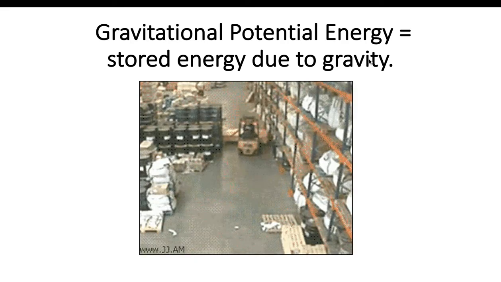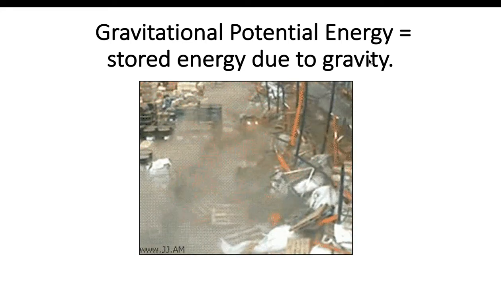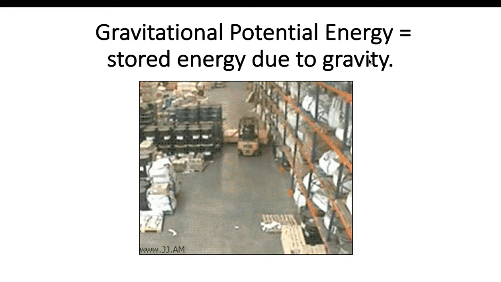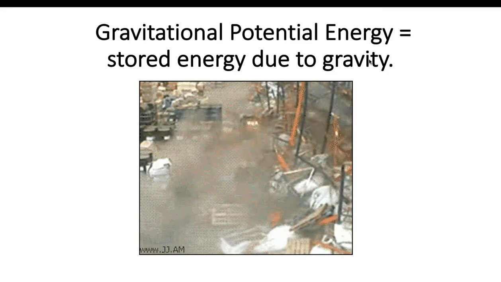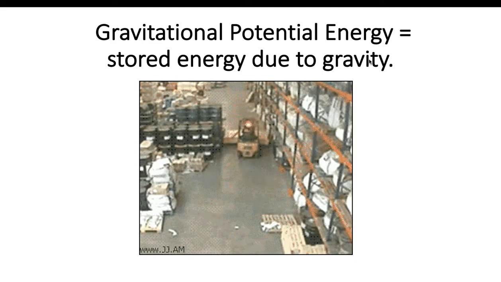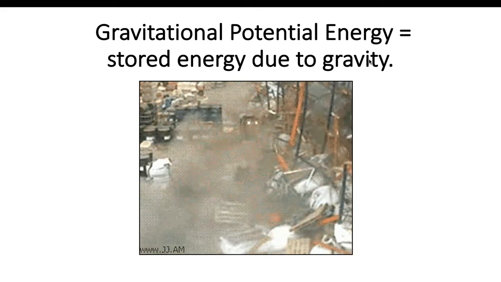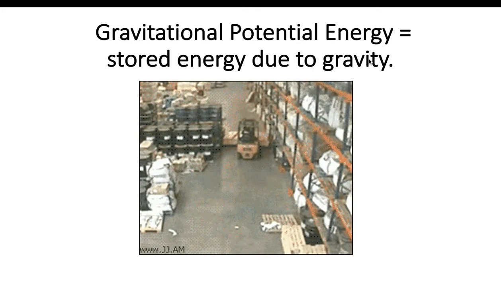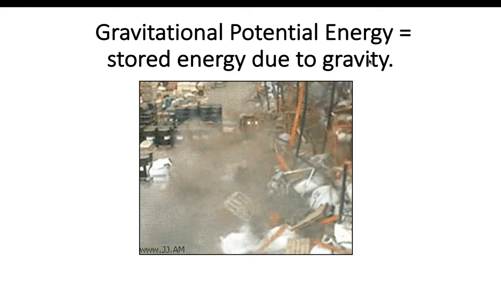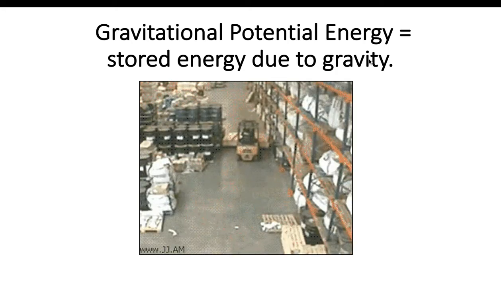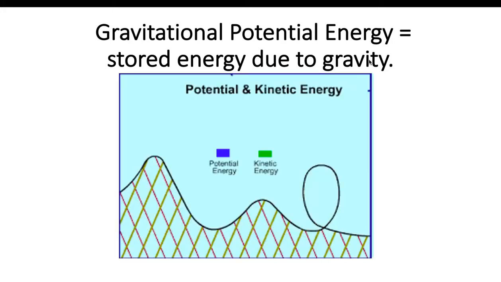Here's another example of gravitational potential energy, probably a more dramatic one. Notice all of those really tall shelves. The higher something is, the more potential to fall. So there's a whole lot of gravitational potential energy here. And when that forklift gives it a bump, it doesn't take long for that gravitational potential energy that's stored in those shelves to turn into kinetic energy and it starts moving. Keep in mind, before it moves, it had potential energy. As soon as it starts to move, it's turning to kinetic energy.